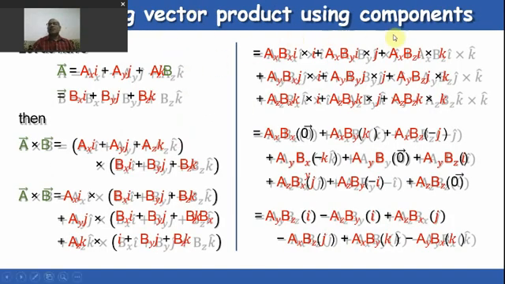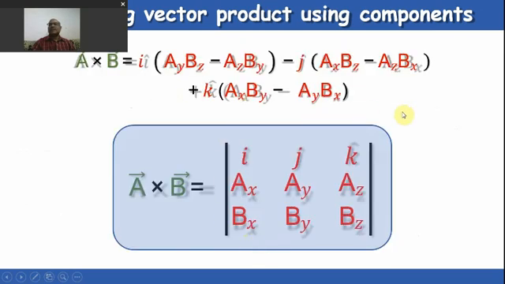Now the vector product using components: two vectors, A equal to ax i plus ay j plus az k, and B equal to bx i plus by j plus bz k. So the resultant will be this one. And you already know that there is a small matrix for the result A cross B, with the first row i j k, the second row ax ay az, and the third row bx by bz.